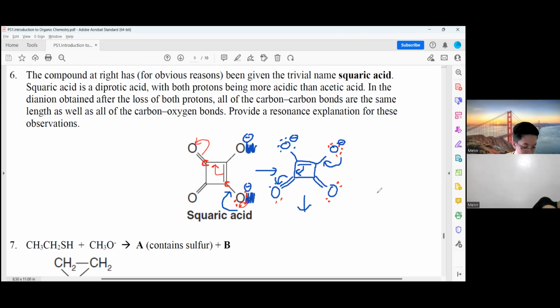Ano mabubuong resonance structure mo dyan? Hmm, tama yan. You're doing good. Nasusundan mo na siya. Okay, nandiyan ang double bond ngayon. O negative yan. Uy, ang pangit ng pagkakadrawing mo. Magre-resonance ka pa ulit dyan eh. Pangatlo pa lang yan.